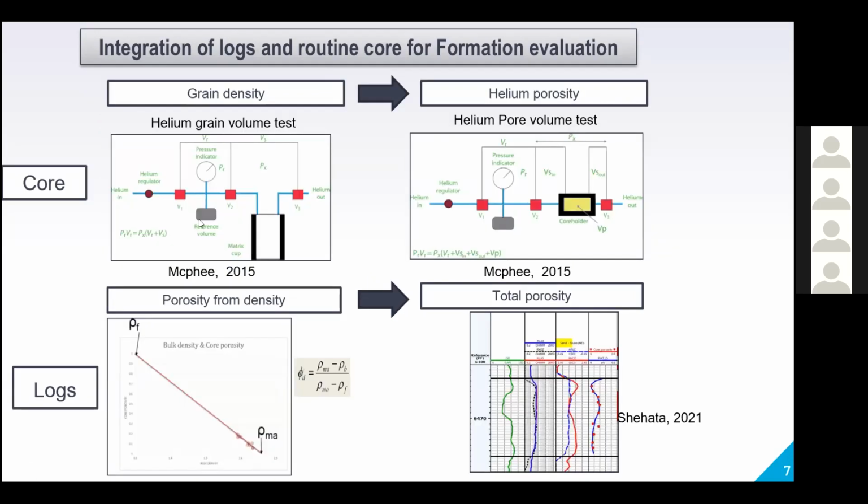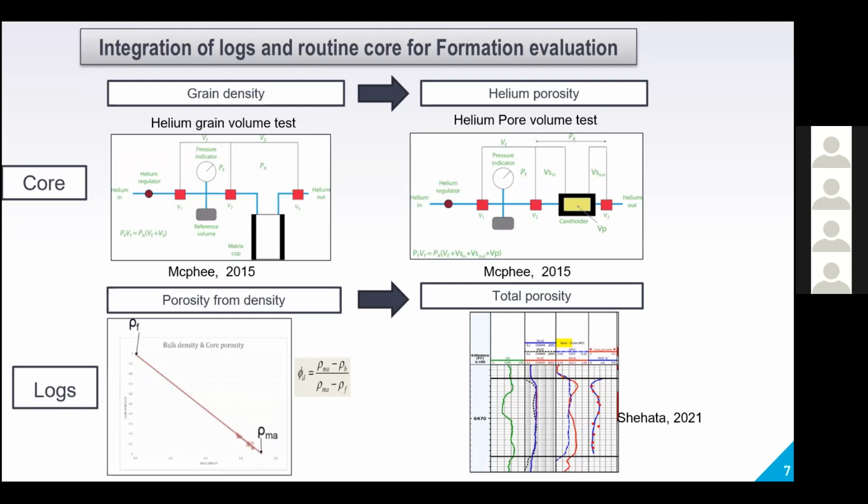Moving next to the third method for your integration of logs and routine core for formation evaluation, the grain density. You derive the grain density values from the conventional core by a method called the helium grain volume method. So you will have the grain density of the rock. The grain density represents the density of the grains in your rock.